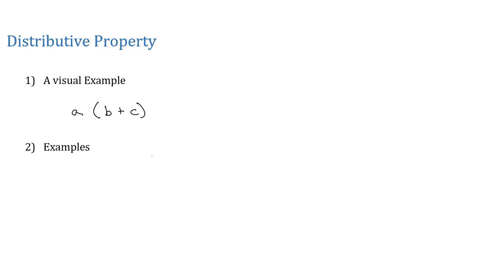We can think about area as a multiplication problem because area is base times height. So the things we're multiplying can be the base and the height of a rectangle. So I could multiply A times B plus C on this rectangle. Then if I split up the B and the C, I get two smaller rectangles.